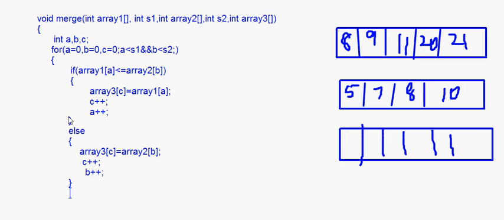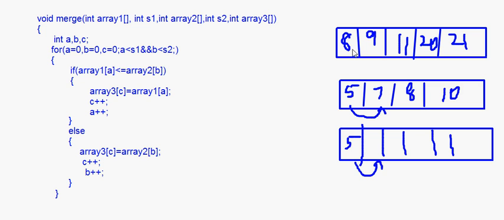Now this is the for loop here. Depending on whichever element is put there, it will advance that by 1. In this case 5 is less, which means it will come to the else part, right? So array3[c] = array2[b], and c++ moves here, and b++ moves here.